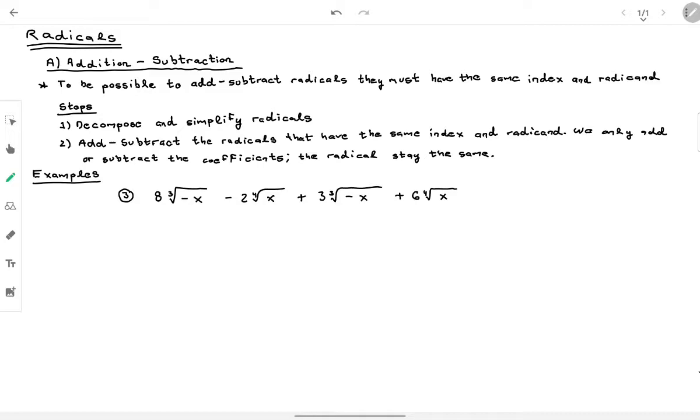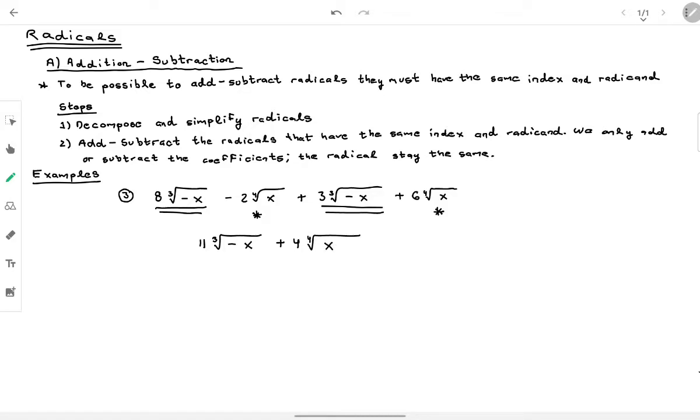So on this exercise, it's going to be also very similar. We have two of them that have exactly the same index, in this case the cubic root of minus x, and two of them that are exactly the same, in this case the fourth root of x. So let's see, 8 plus 3 is going to be 11 that multiplies the cubic root of minus x, minus 2 and plus 6 it's going to be plus 4 that multiplies the fourth root of x.